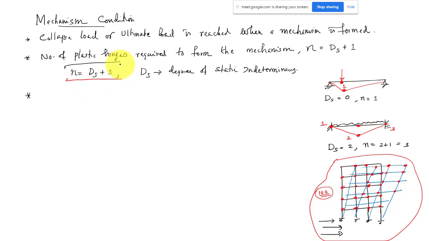The number of plastic hinges required to form the mechanism is the degree of static indeterminacy plus 1. This many plastic hinges are required to convert your structure into a mechanism. So what is a mechanism? That indicates the collapse stage. Corresponding to the mechanism, we can find the corresponding load, which will be your collapse load. We can say it in reverse also: once the load reaches the collapse load, it will become a mechanism. You can say it in multiple ways. This is the number of plastic hinges required to form a mechanism.